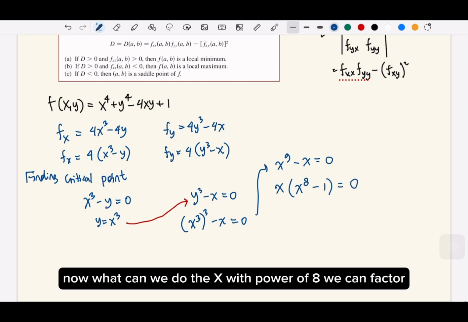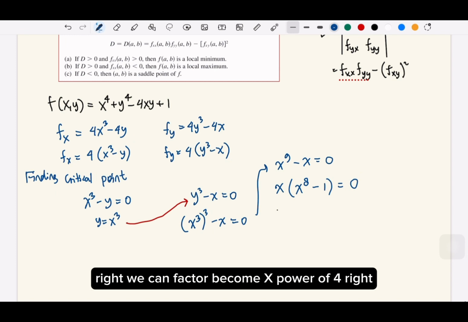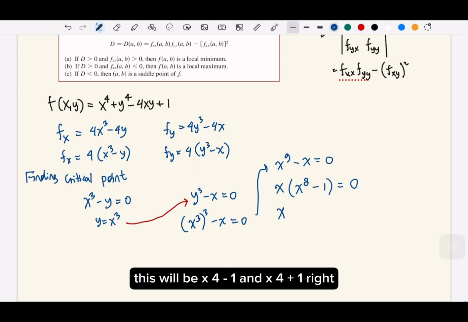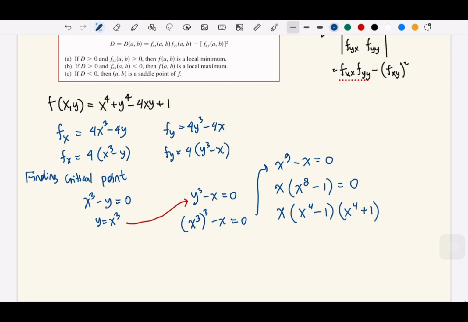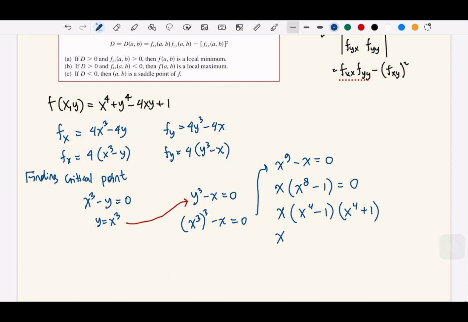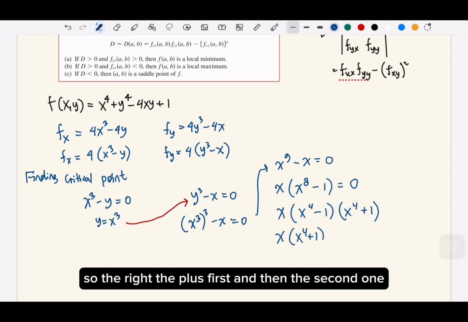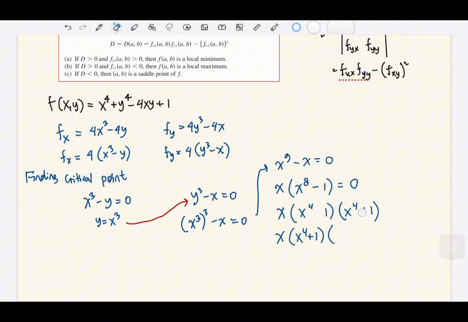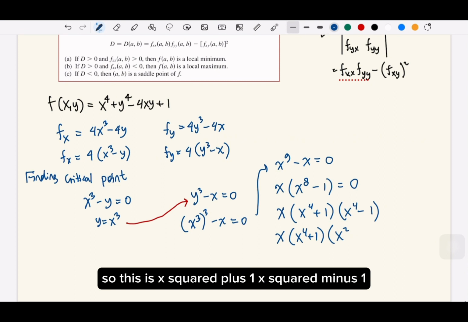Now what can we do? The x to the power of 8 we can factor, right? We can factor it into x to the power of 4, so this will be (x^4 minus 1)(x^4 plus 1), right? And again, the minus one we can factor again, right? So this is interesting. So let me write the plus first. This becomes x squared plus 1, x squared minus 1.